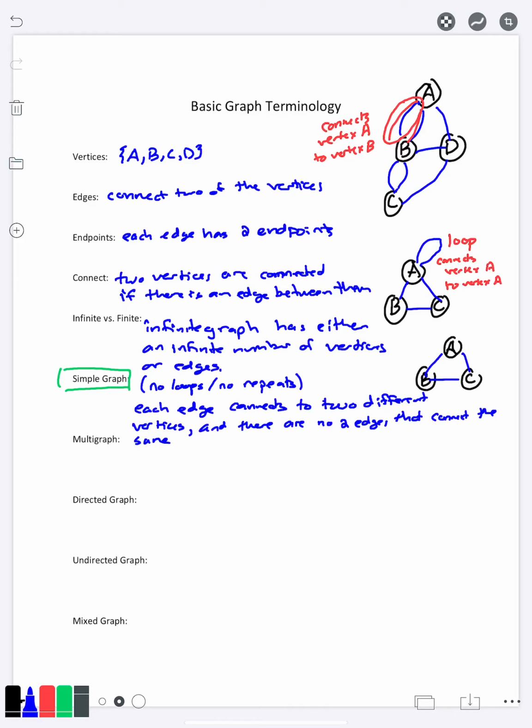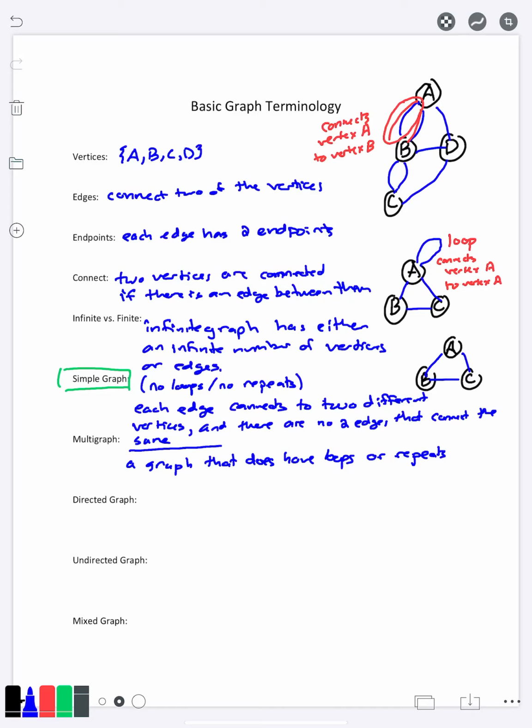Now, a multigraph is just a graph that does have loops or repeats. So again, if it's not simple, it's going to be a multigraph.